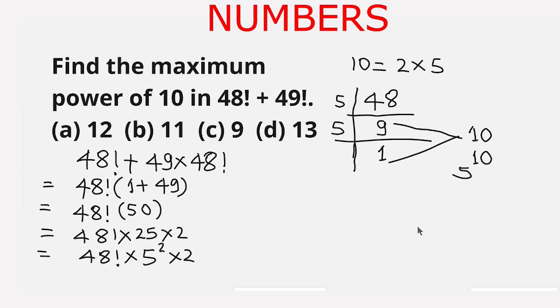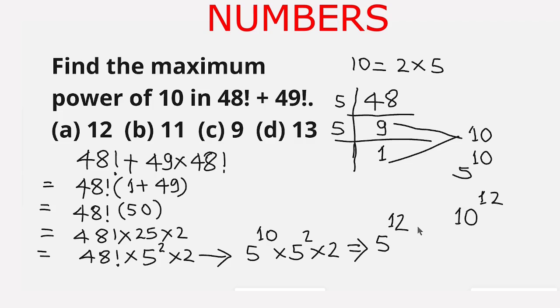Now we can write 48 factorial multiplied by 5 square multiplied by 2 as 5 to the power 10 multiplied by 5 to the power 2 multiplied by 2, and this gives the power of 5, which is 10 plus 2 is 12. So the maximum power of 5 is 12 in 48 factorial plus 49 factorial. And that will be the power of 10 in the given question, 48 factorial plus 49 factorial. And from the given options, our answer is option A, 12.